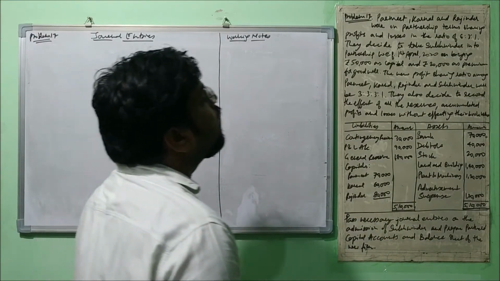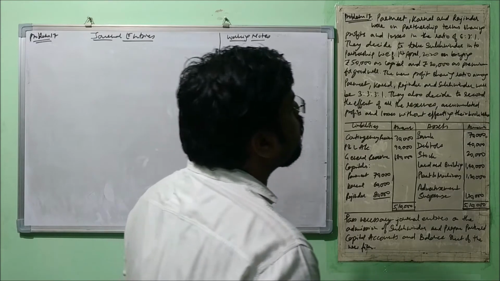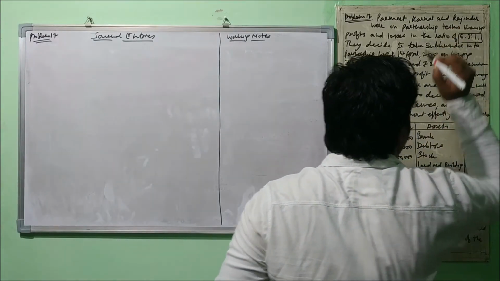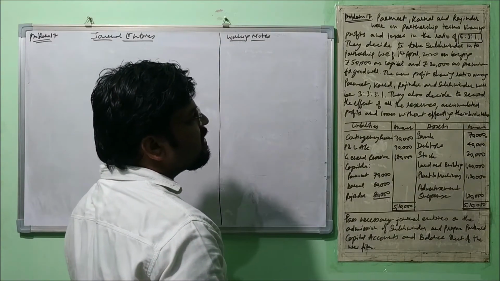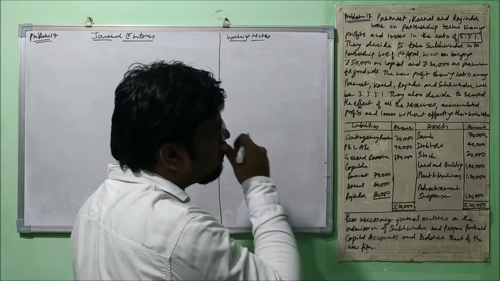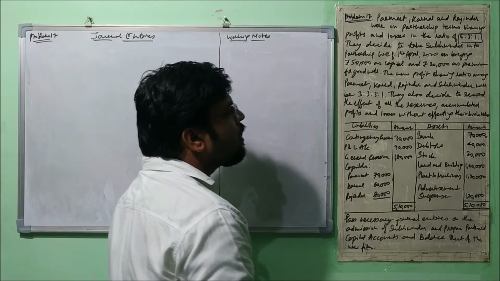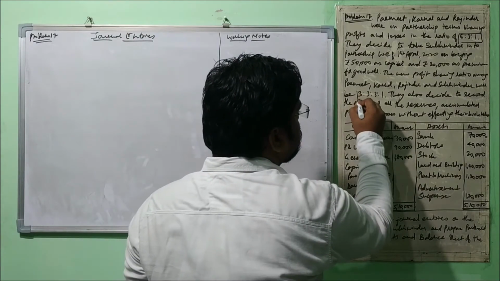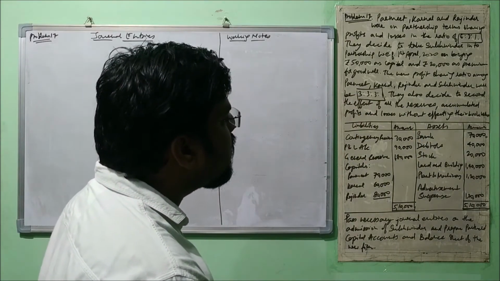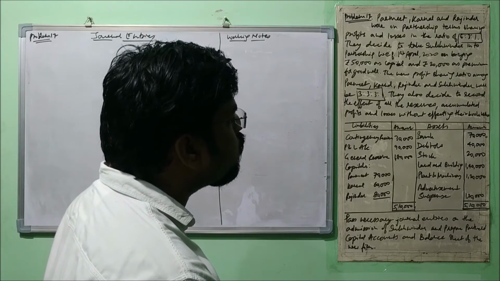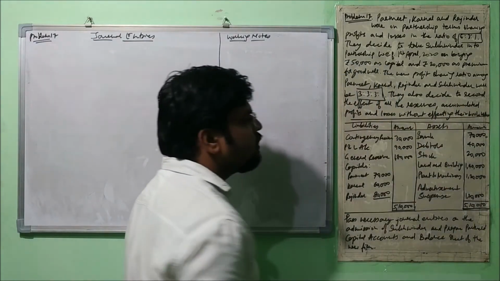Let's read it out. Parmeet, Karnal and Rajendra were in partnership, sharing profits and losses in the ratio of 6:3:1. That is their old ratio. They decide to take Sukhwinder into partnership with effect from 1st April 2020 on bringing rupees 50,000 as capital and 20,000 as premium for goodwill. The new profit sharing ratio among Parmeet, Karnal, Rajendra and Sukhwinder will be 3:3:3:1. So that is the new profit sharing ratio. They also decide to record the effect of all the reserves, accumulated profits and losses without affecting their book values. That is the twist here.